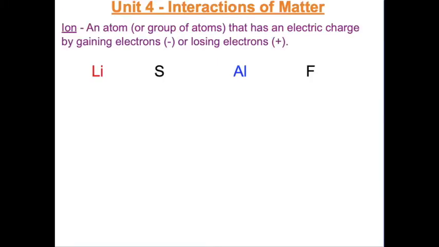If the atom has a charge because it gained or lost electrons, that means it's not neutral anymore. It's now called an ion, and we write it like this: lithium with a 1+ charge, sulfur 2− charge, aluminum 3+ charge, or fluorine 1− charge.